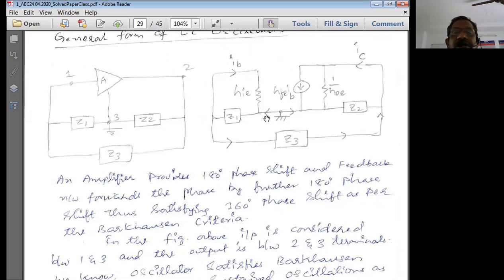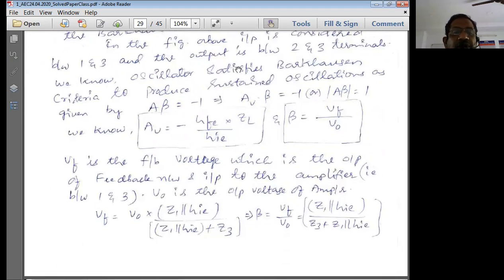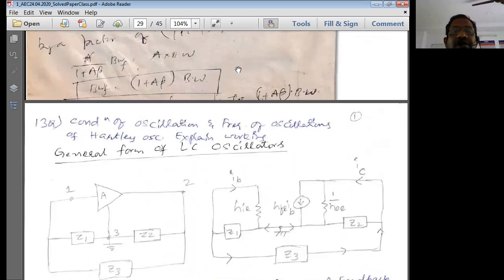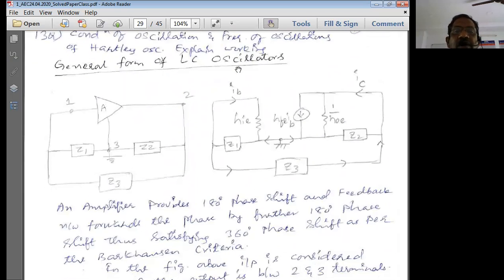It is the voltage between 1 and 2. Voltage between 1 and 2 is nothing but input to the amplifier circuit. So that is the input of the amplifier circuit. Now if you see this 1 and 2, how are Z1 and HIE connected?